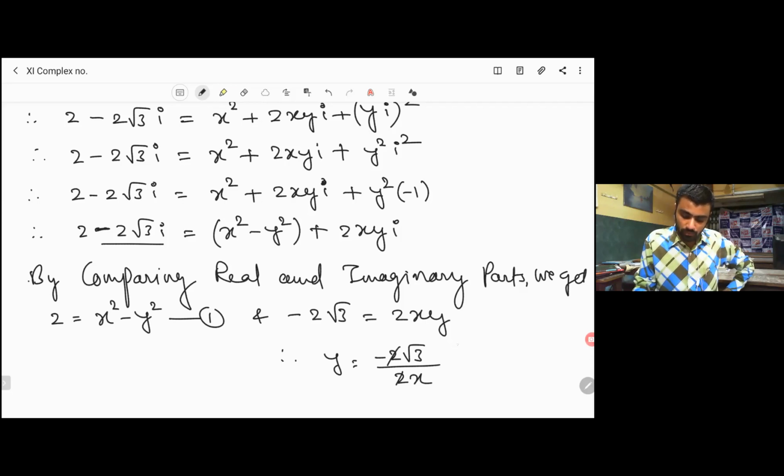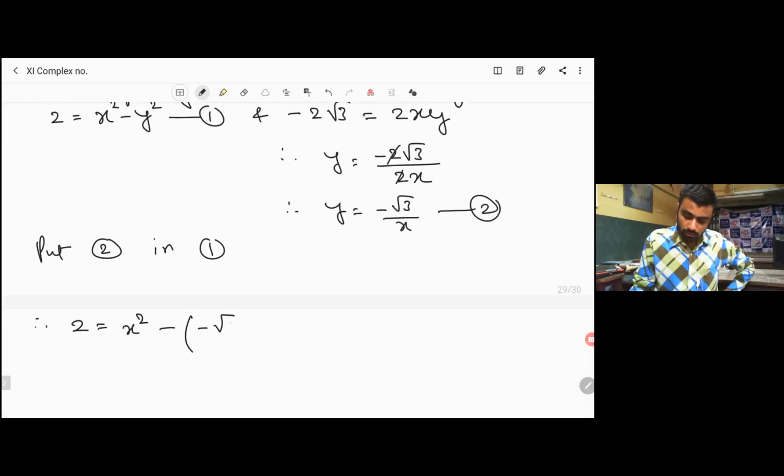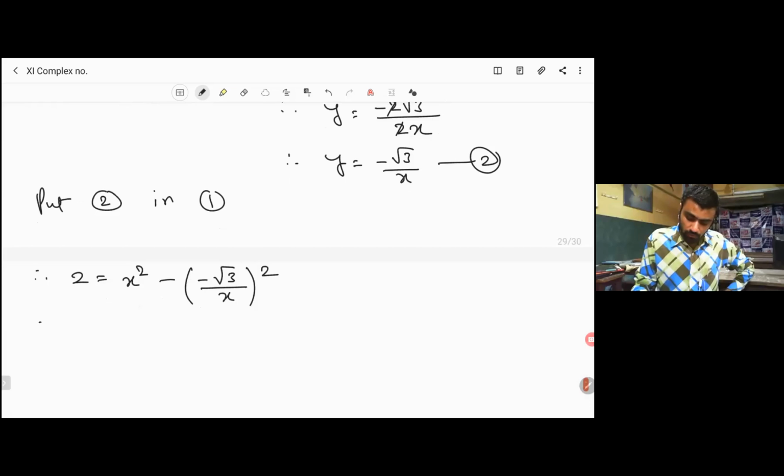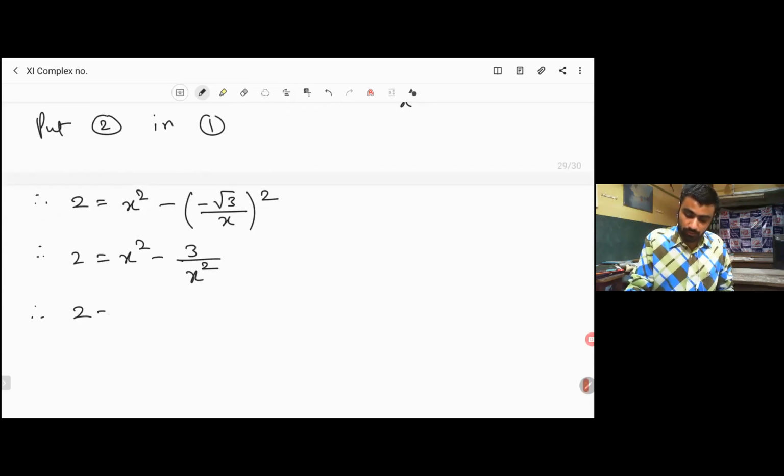तो y का वैल्यू इसमें रख देंगे, तो आपको फिर x का वैल्यू मिल जाना है. Therefore 2 is equal to x square minus (root 3 upon x) whole square. तो भी आप इसका होल स्क्वायर देखो क्या हो जाएगा. 2 is equal to x square minus, -√3 का स्क्वायर भी हो जाएगा, तो माइनस का स्क्वायर पॉजिटिव हो जाएगा, मगर √3 का स्क्वायर 3 हो जाएगा, upon x square. And now you could do cross multiplication. 2 is equal to x raised to 4 minus 3 upon x square, ये क्रॉस मल्टीप्लाई करना है हमें.